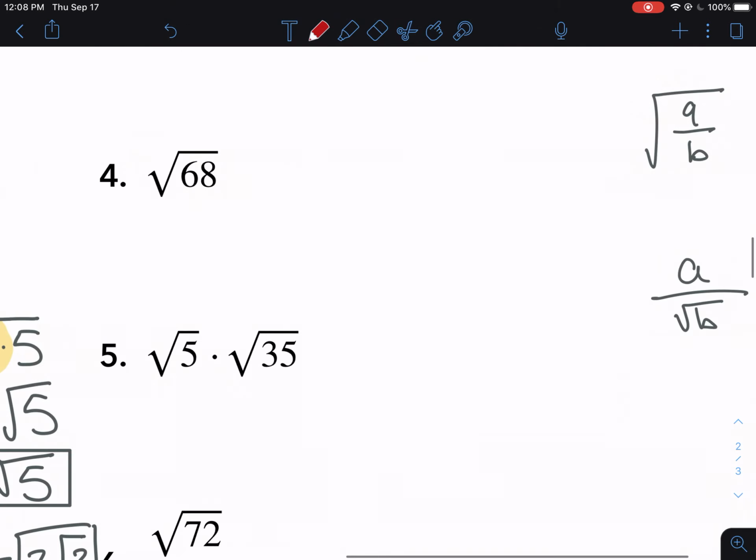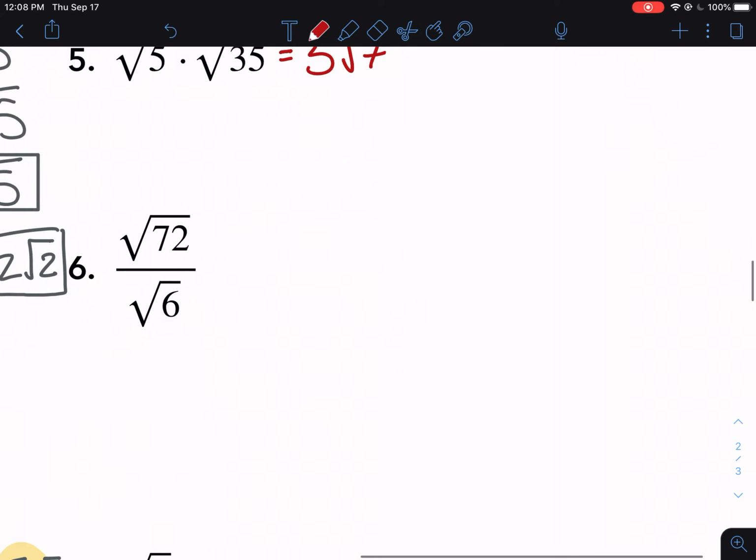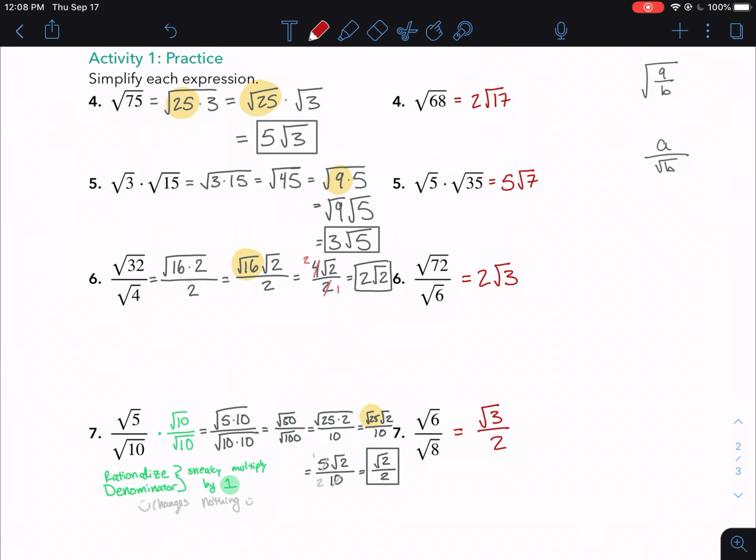This should come out to 2 times the square root of 17. This one is 5 times the square root of 7. This one is 2 times the square root of 3. And finally, this is the square root of 3 divided by 2. If you need more help with those, go ahead and check out the extra explanation video that I will post on Schoology, and it will take you step by step through each of those guys.